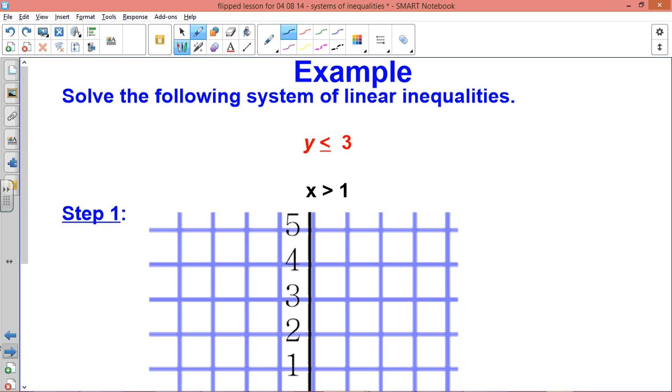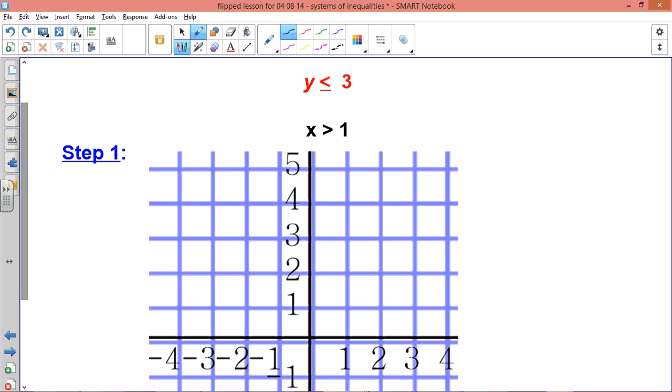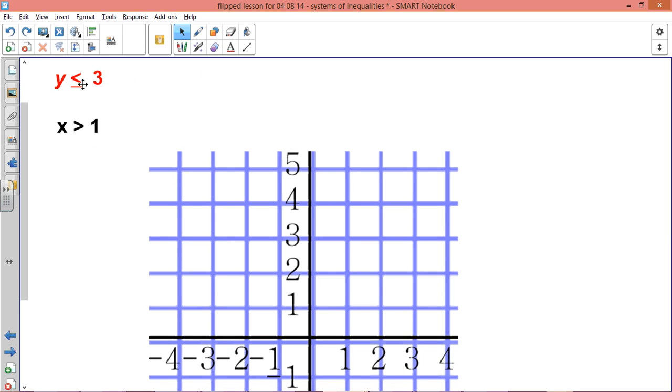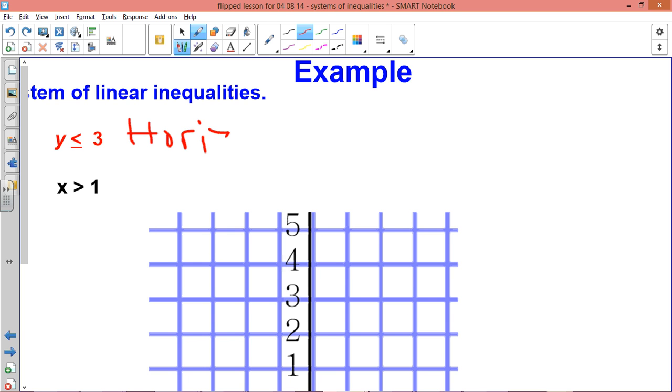Okay, let's do one more. I want to solve the following system of linear inequalities. Y is less than or equal to 3, x is greater than 1. Uh-oh, special cases. I know some of you are probably saying, I have no idea what to do. Well, let's just think for a second. Y is equal to a number is just a horizontal line. So this will be horizontal. And x is equal to a number is a vertical line, so that will be vertical.